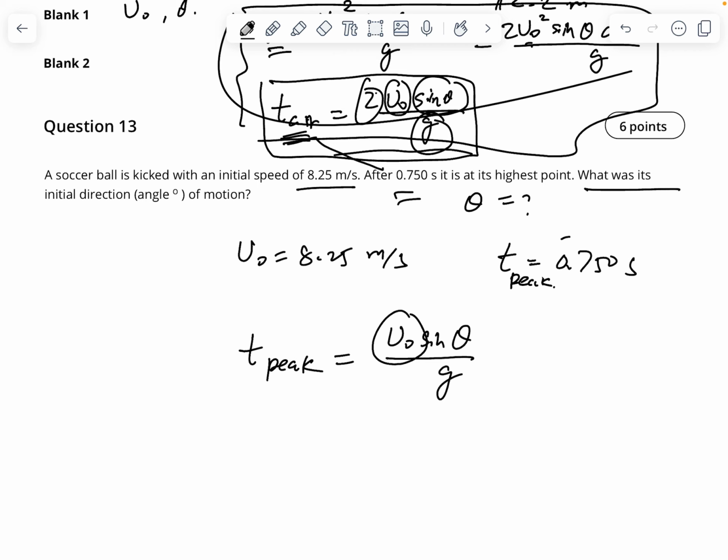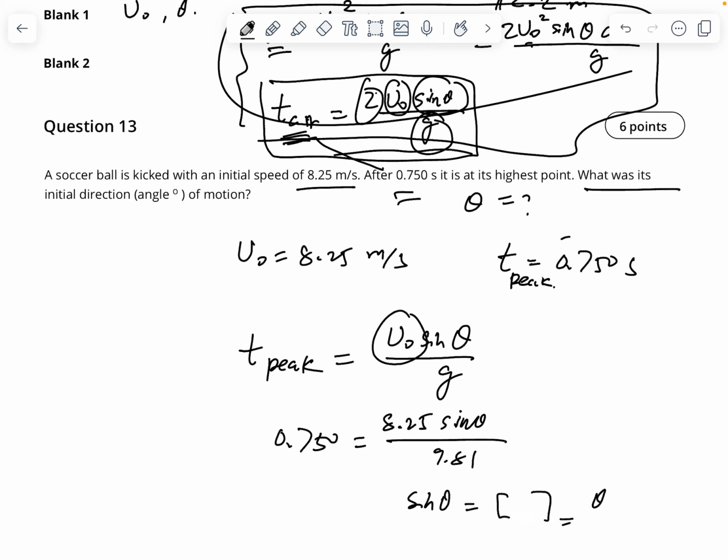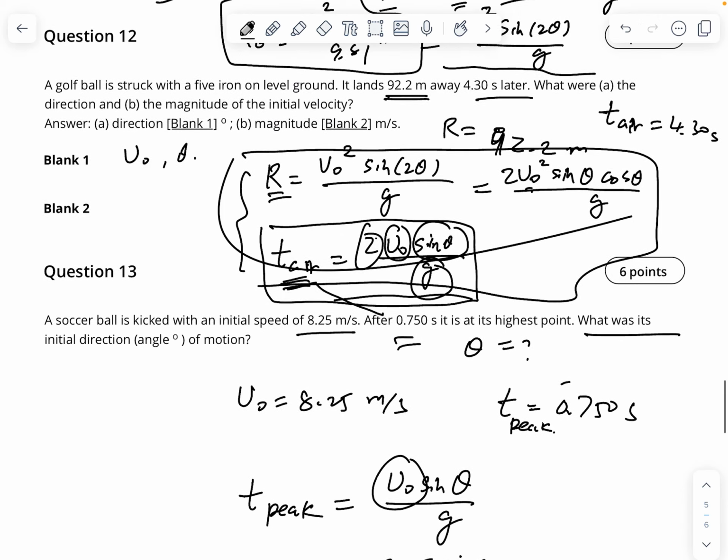So for the angle, just plug in: 0.750 equals initial velocity 85 sine theta divided by 9.81. Then you can find sine theta, and theta equals the inverse sine of this. So that's what you get.